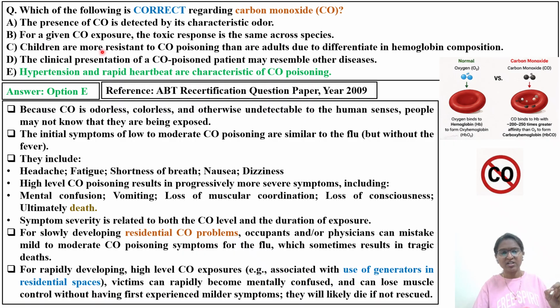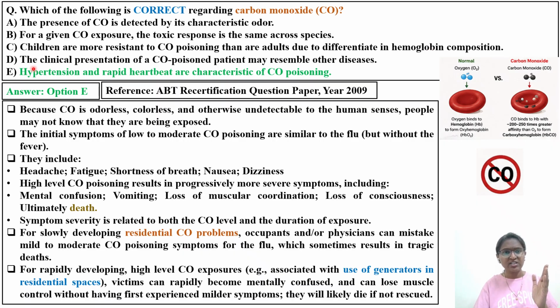Third option is children are more sensitive to carbon monoxide poisoning than adults due to differentiation in the hemoglobin composition. So we need to also see different age populations, how the pediatrics, the geriatrics, the female or the male or the adult population behave in responding to this particular carbon monoxide poisoning. That we also will learn.